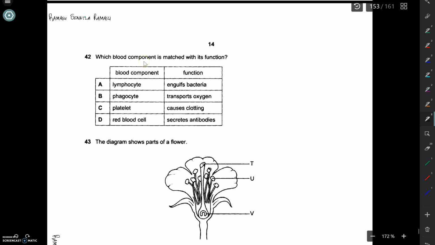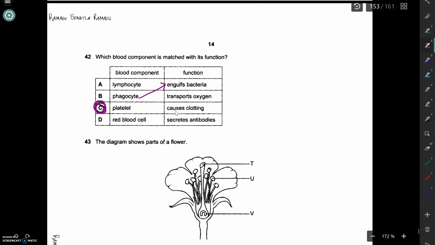42 says which blood component is matched with its function? Well, your answer there should be C, platelets, which cause clotting, right? Answer there is platelets, which cause clotting. Phagocytes engulf bacteria.